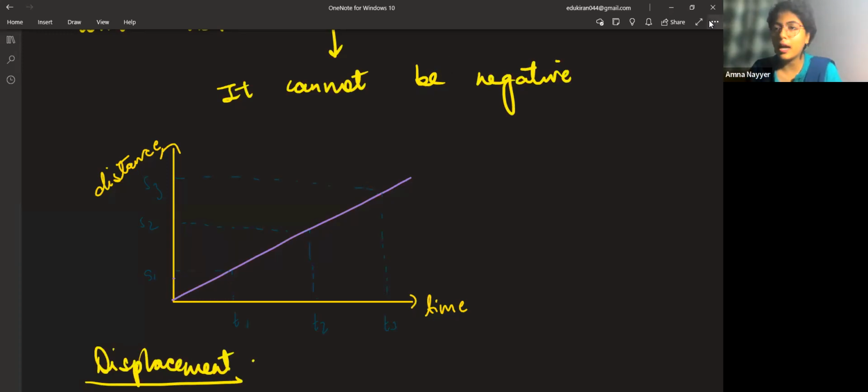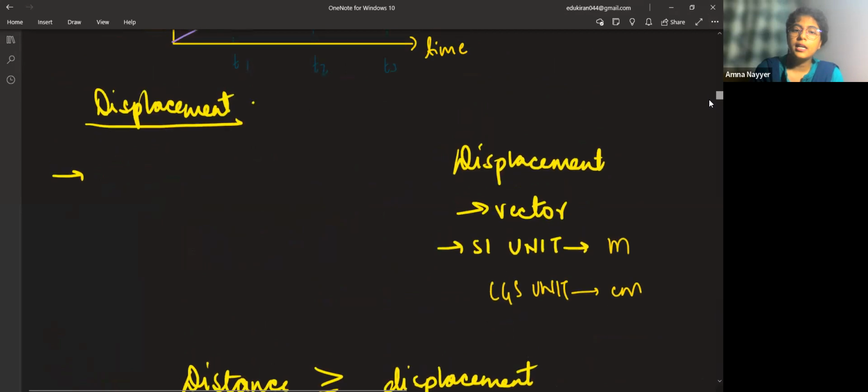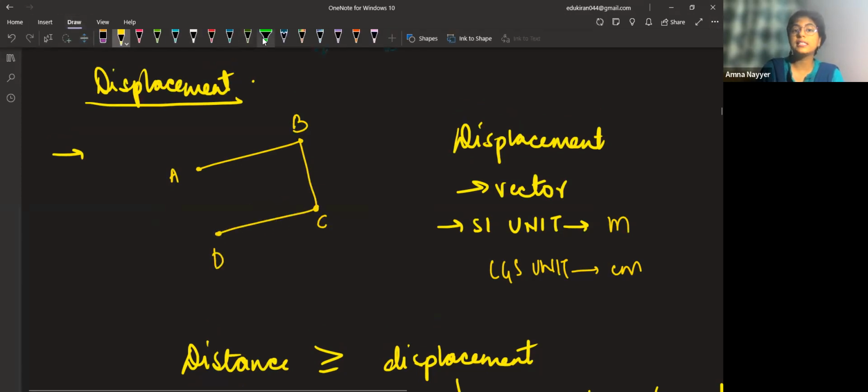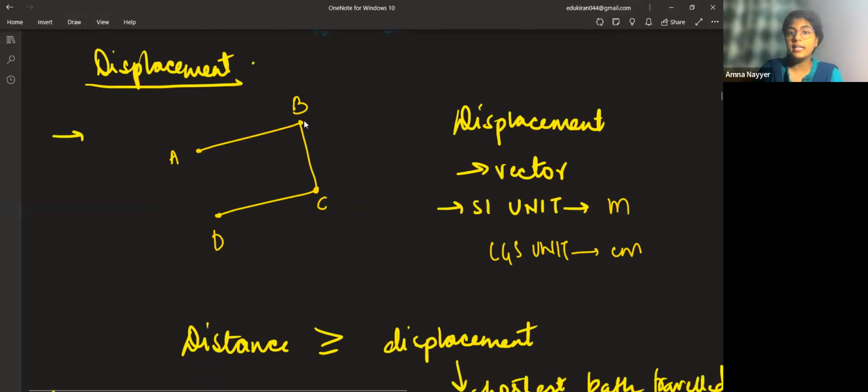Now, look, regarding displacement. Earlier, I had given you an example. A person moves from point A to point B, from B to C, and from C to D. What was distance? This entire path covered was the distance. That is what we know as distance. Whatever is the entire path that has been covered, we calculate it as distance. Displacement means the shortest path that has been covered.